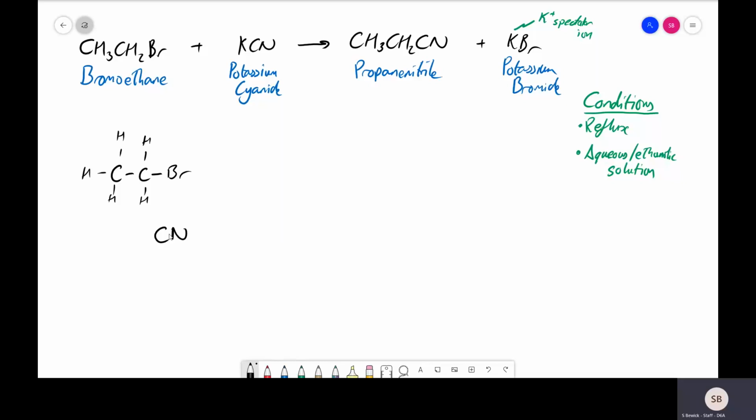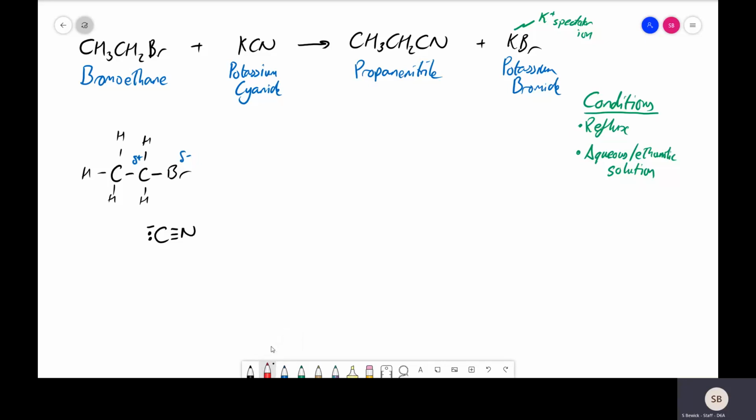Now, a cyanide ion is going to be a carbon triple bonded to a nitrogen. Actually, let's draw it out properly, shall we? It's going to be carbon triple bonded to a nitrogen. It's the carbon that has the extra electron, so the minus is on the carbon, and the lone pair that we care about is on the carbon. The partial charges on the bromoethane are the same as before. Delta plus on the carbon next to the halogen, delta minus on the halogen.